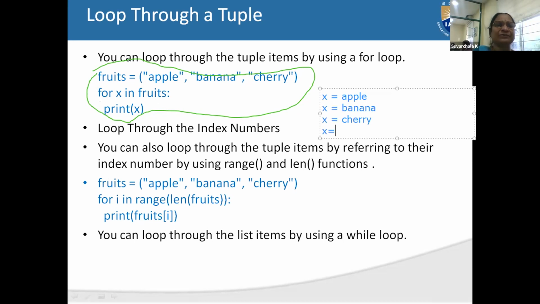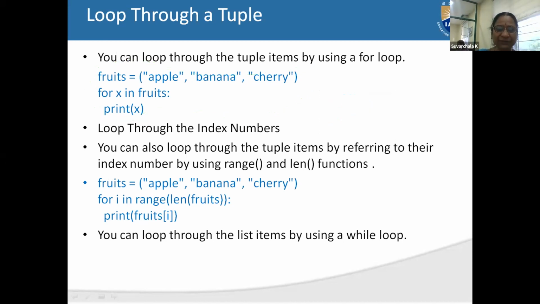Like how we used it with lists, you can use it with tuples also. By using a for loop, you can access the elements of the tuple and use them for further processing. Here we only used print for example, but with this x you can do some other operations as you need. Clear on how to access elements of a tuple by using a for loop?